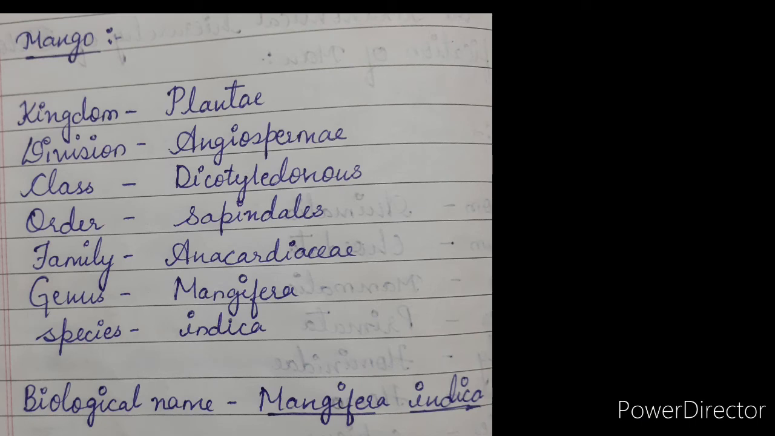Then next two examples, plants we will take. First one, mango. Kingdom Plantae, division Angiosperm, class Dicotyledonae, order Sapindales, family Anacardiaceae, genus Mangifera, species name indica. The biological name of mango is Mangifera indica. Underline separately. M should be a capital letter, the remaining letters small.